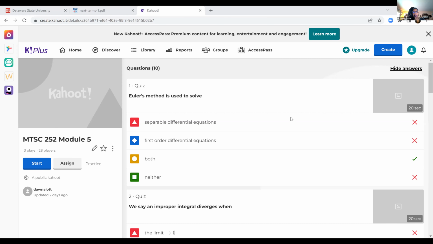Okay, so Euler's method is used to solve a separable differential equation, and you can use it to solve a first order differential equation in the standard form, because we're solving for dy/dx. So just put everything on the other side and then use whatever's on the other side as your f of x, y, and then you can solve it using Euler's method. Any questions about that?